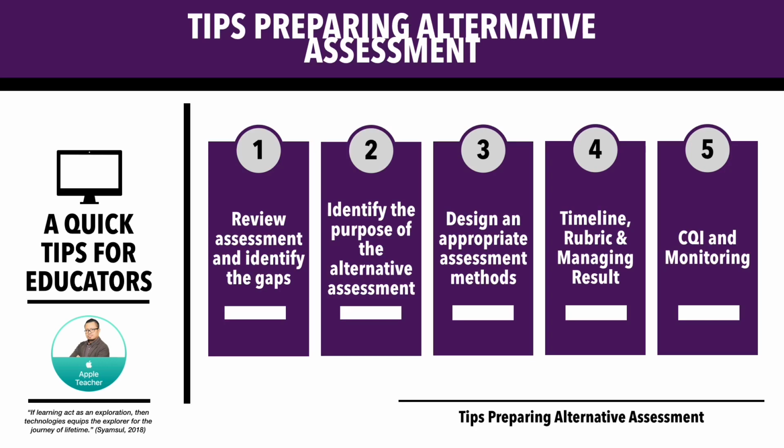The quick tips for educators show you the five elements in preparing alternative assessment. Element number 1, review assessment and identify gaps. Element number 2, identify the purpose of alternative assessment. Element number 3, design an appropriate assessment method. Element number 4, timeline, rubric, and managing results. And the last element, CQI and monitoring.